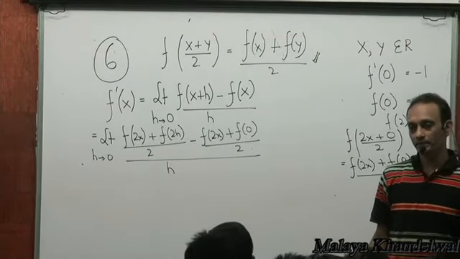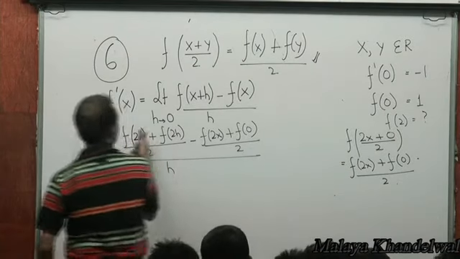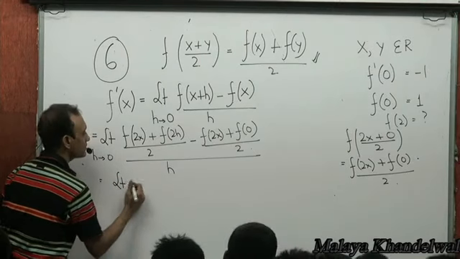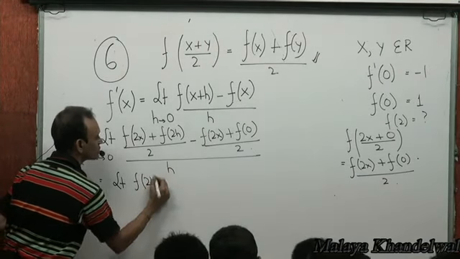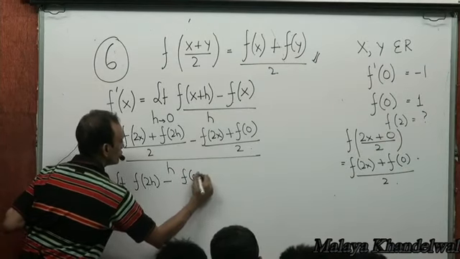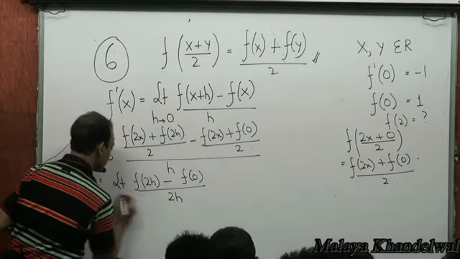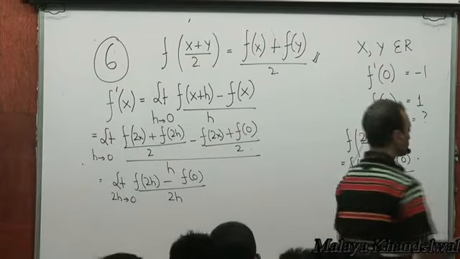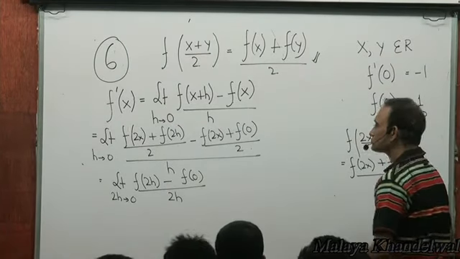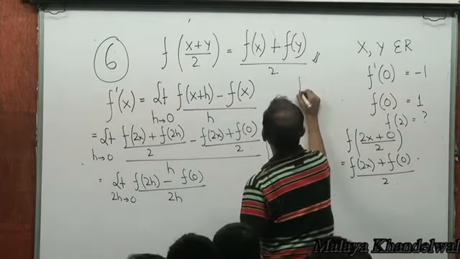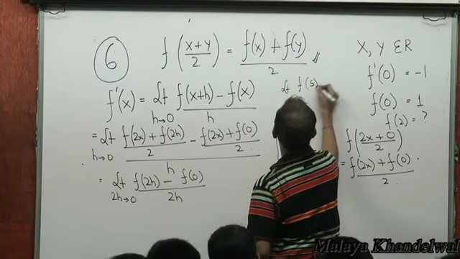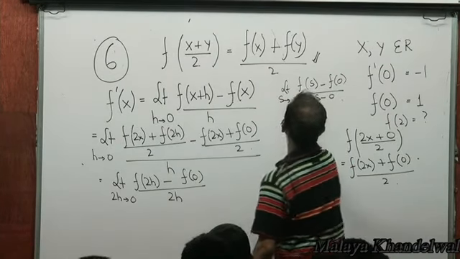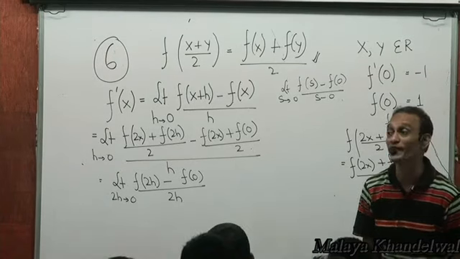How about it? Now this f2x will get cancelled. This is limit f of 2h minus f of 0 divided by 2h, as 2h tends to 0. Yes or no? Limit f of something minus f of 0 by something minus 0, as that something tends to 0, is going to be what? f dashed 0. It's going to be f dashed 0.